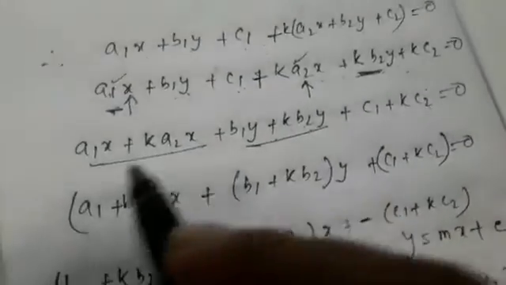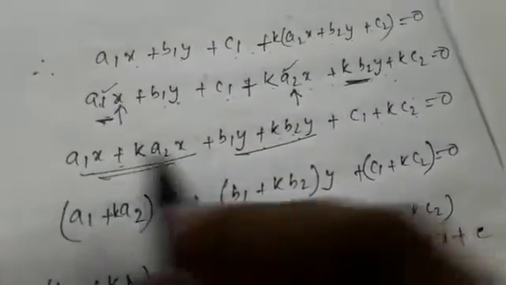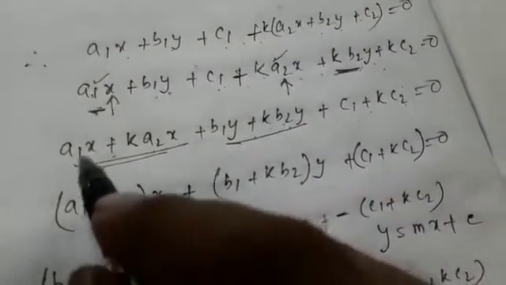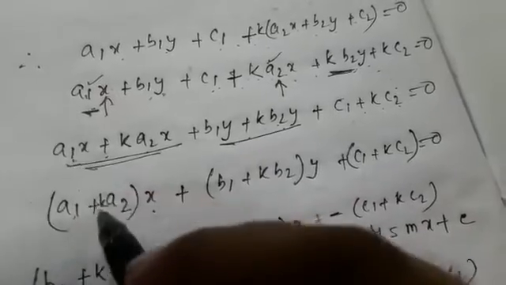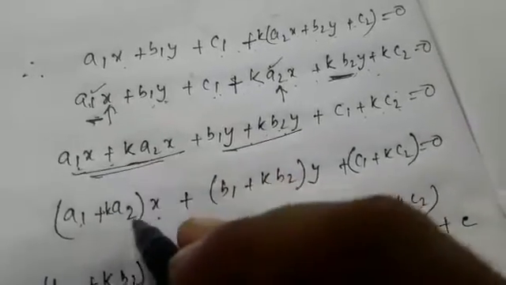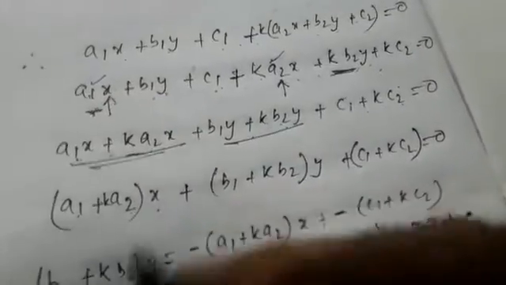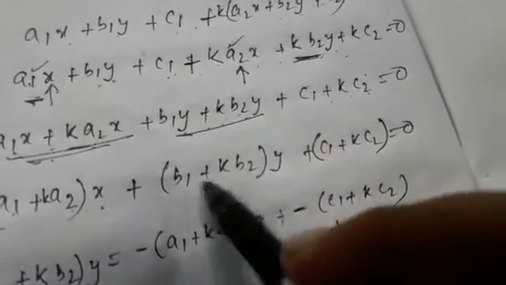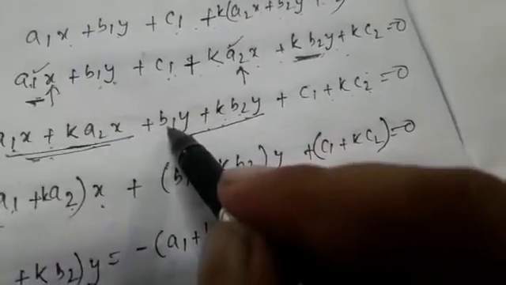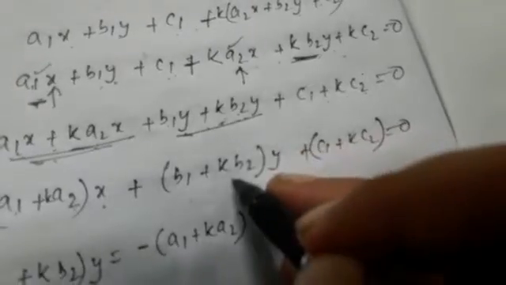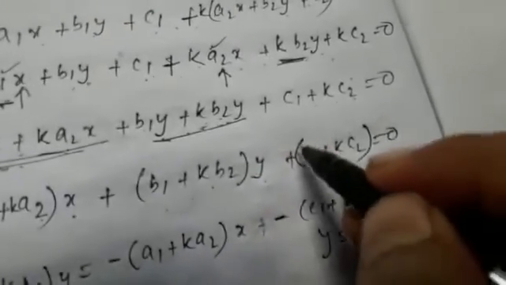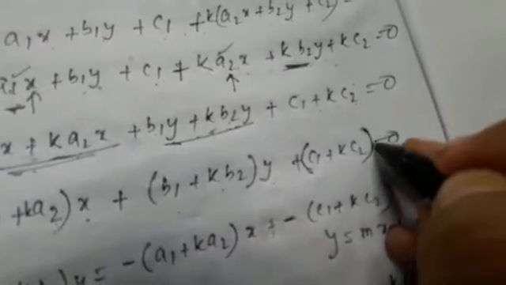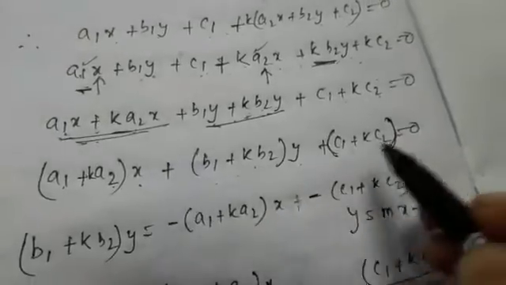Clear? Next target is from these two terms, you take x common, you are left with a1 from the first term by taking x common, plus ka2 from the second term, into x. Similarly taking y common from these two terms, you will be left with b1 from the first term plus kb2 from the second term, into y. Now there is nothing to take common from this term. See, this is constant, so you pair the two constants separately like this. So after taking common, you are left with this.